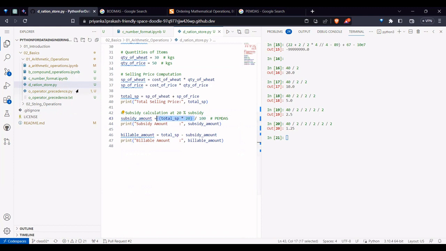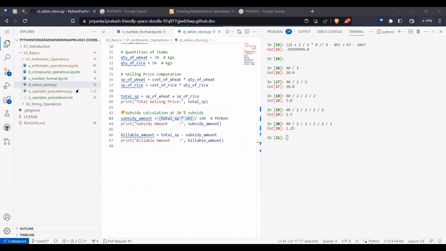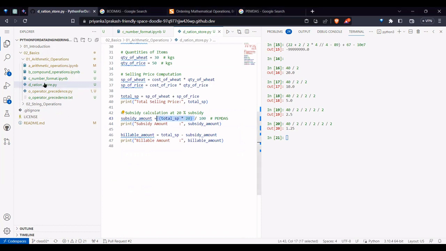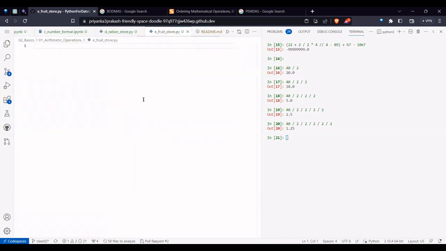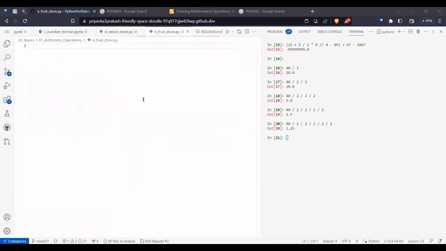Next, after that, same like this ration store, can I go for one more store? I can go for the next one, called a fruit store. So in a ration store, everything is fixed for them, whereas in a fruit store, at least we get an option.